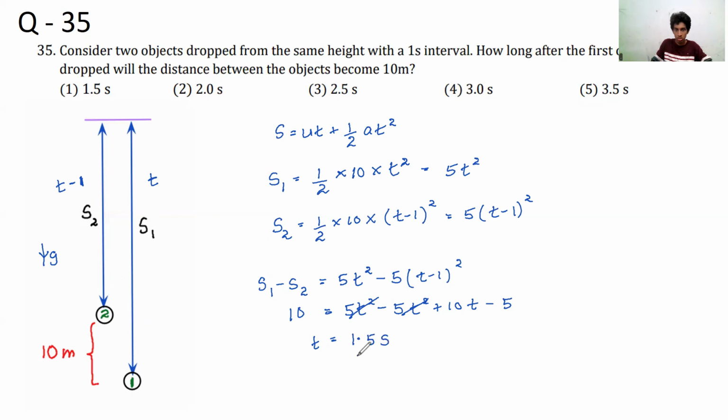seconds. So therefore, how long after the first object is dropped will the distance between the objects become 10 meters? That will be after 1.5 seconds. So therefore, the correct answer is the first one.